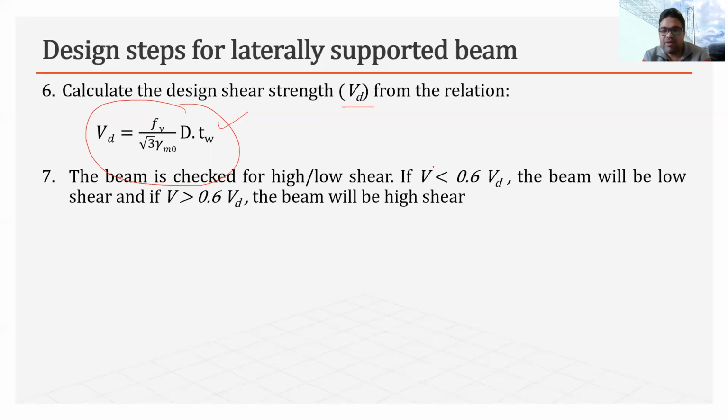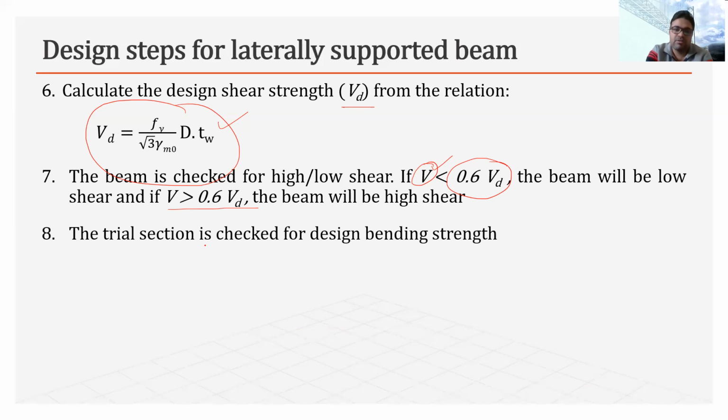V is the factored shear force, which we have calculated in step 2. So we will compare this. If the V value is less than 0.6 times VD, then we will say that our beam is of low shear, experiencing a low shear value. If the value of V is more than 0.6 times VD, then we say that the beam is of high shear value. So based on these two cases, we can find out the bending strength of the beam.